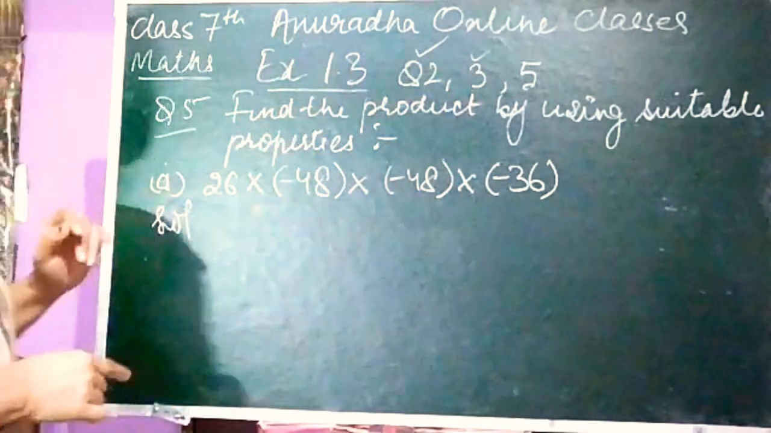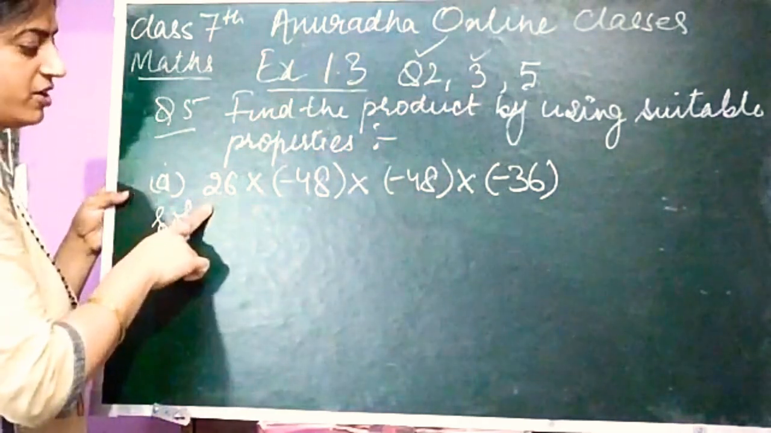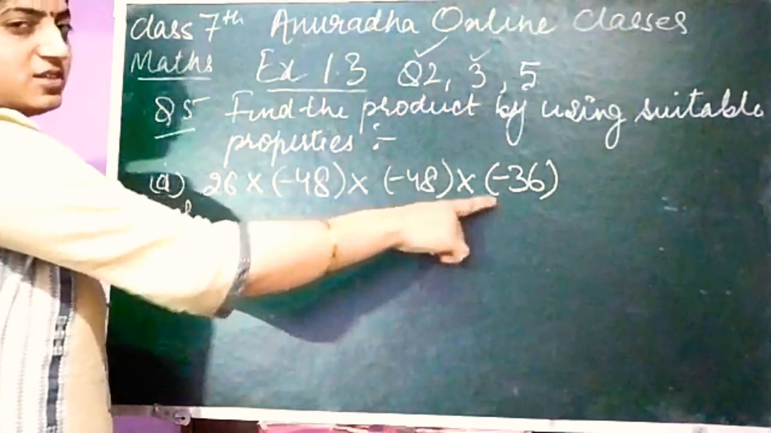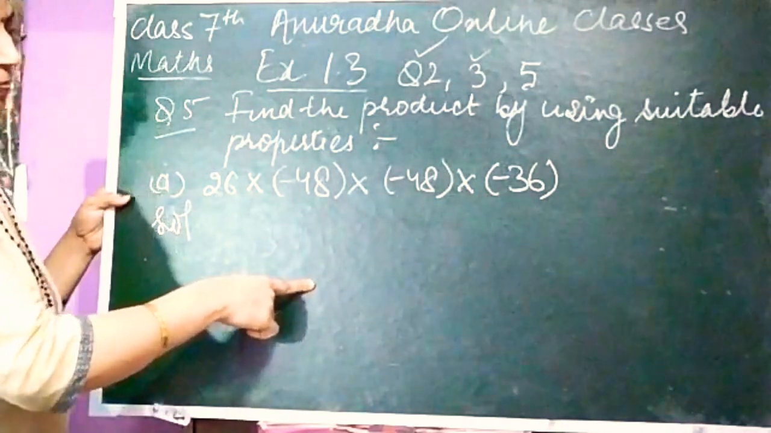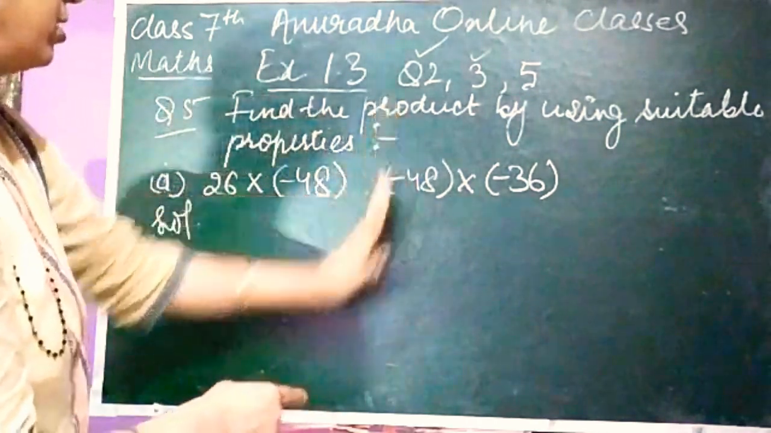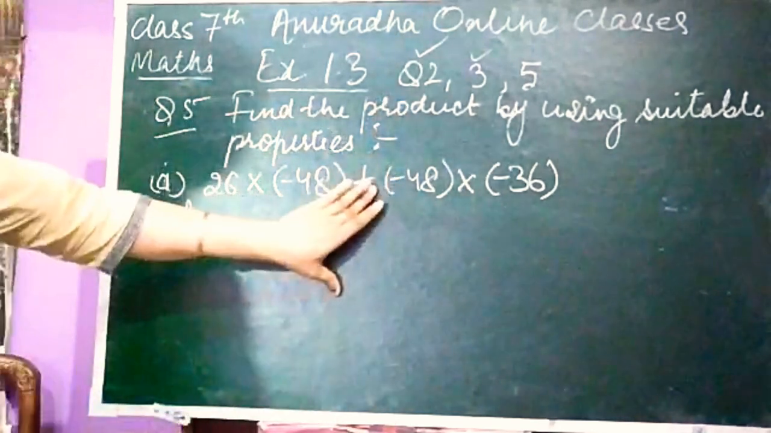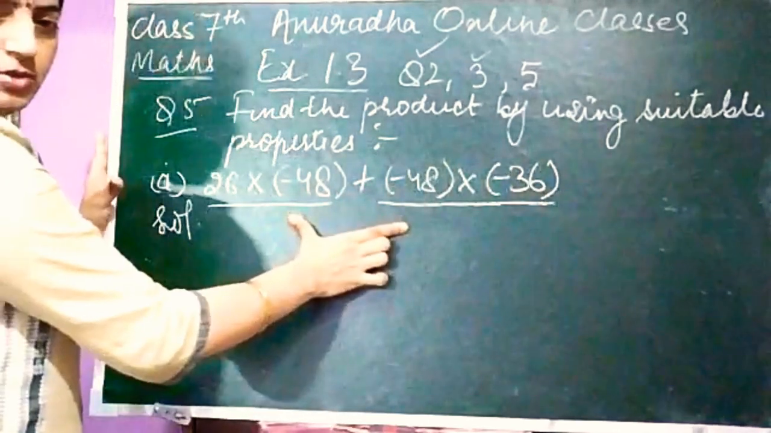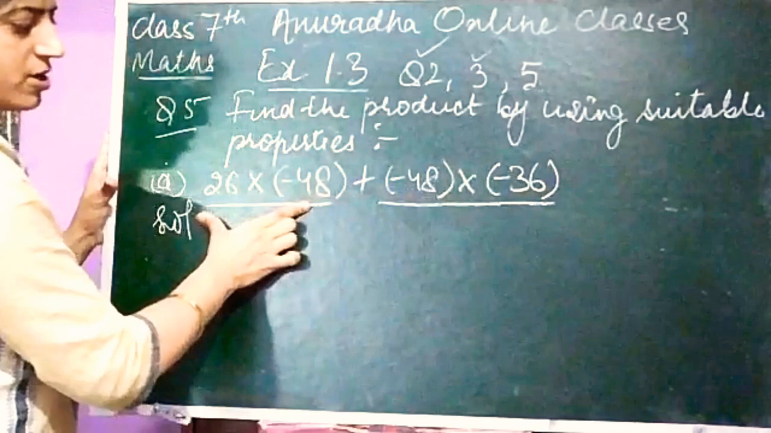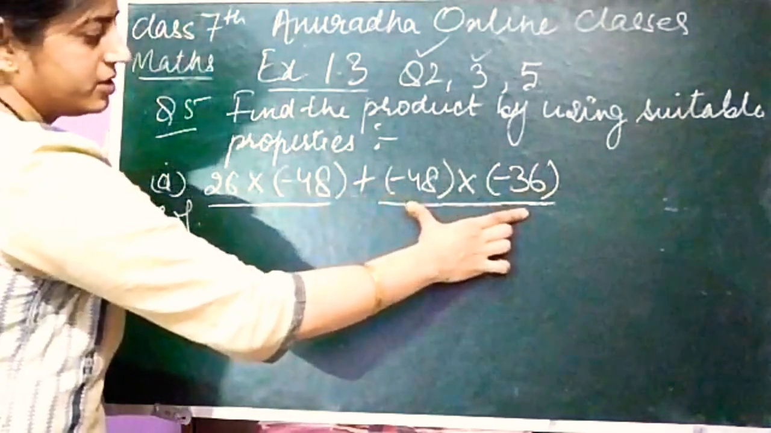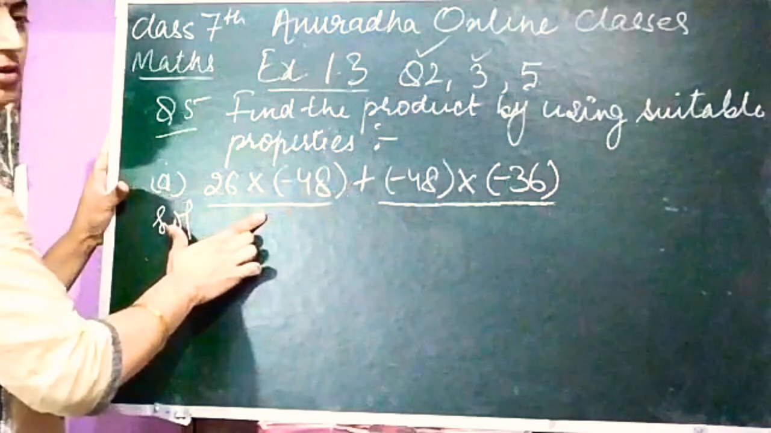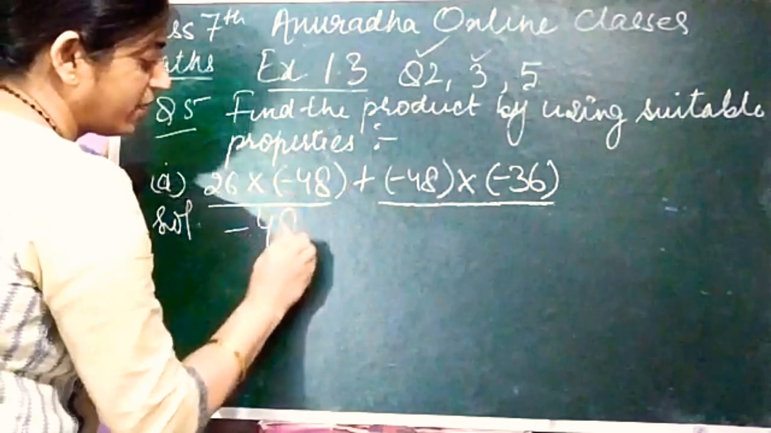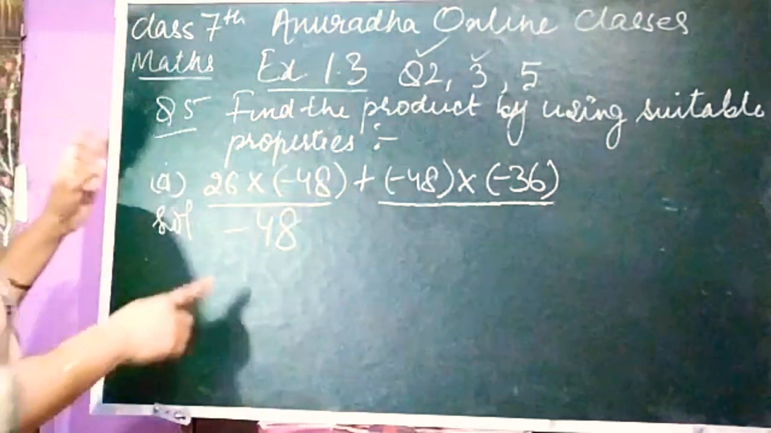Okay, so let us come to its A part. I have written here 26 into minus 48 plus minus 48 into minus 36, right? Sorry, here it is plus, right? Now see, make it in two groups. What can you see here, this term and this term, what is common here? Do you see anything common? Yes, it is minus 48. So we have written here minus 48.